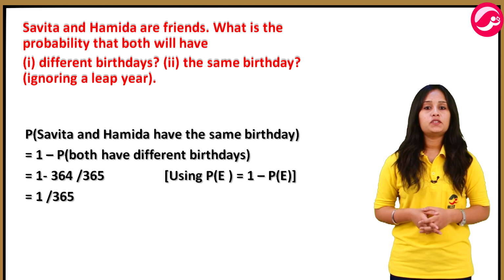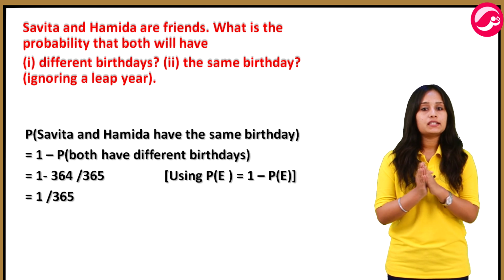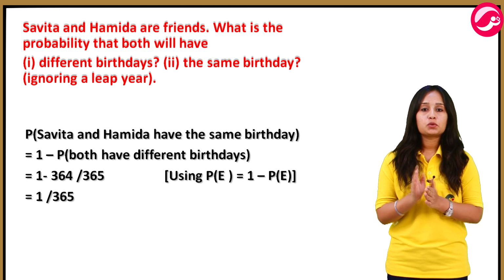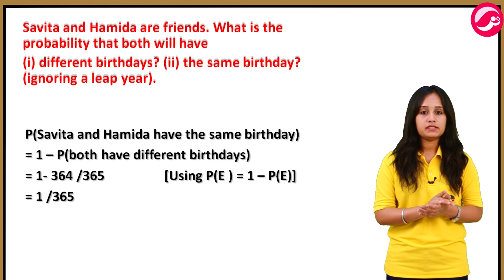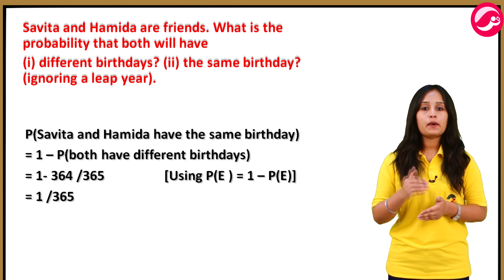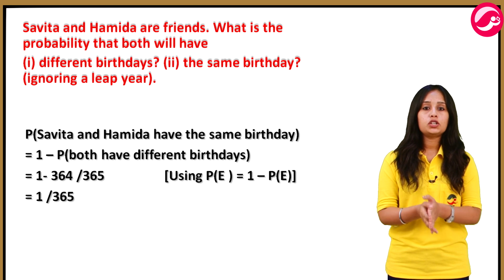For the second part of the problem, the probability of Savita and Hamida having the same birthdays will be equal to 1 minus the probability of both having different birthdays. So, this is equal to 1 minus 364 by 365, which is equal to 1 by 365.